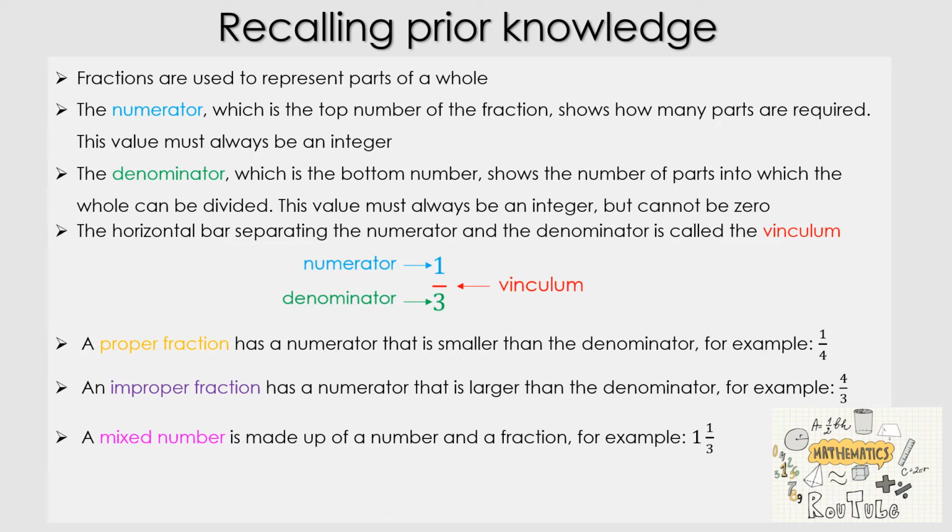And finally, we have what's called a mixed number. A mixed number is made up of a number and a fraction. So it's made up of a whole number and a fraction. For example, as we can see there, 1 1/3, or it could be 2 4/5, or it can be 3 8/10. If it's made up of a whole number and a fraction, then we refer to it as a mixed number.